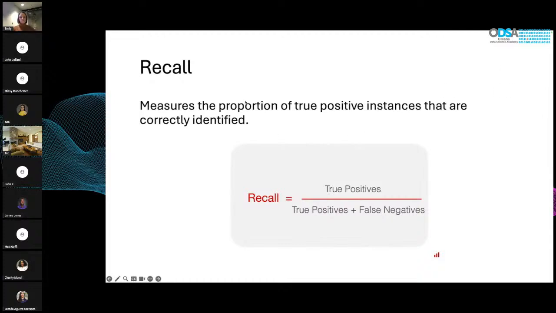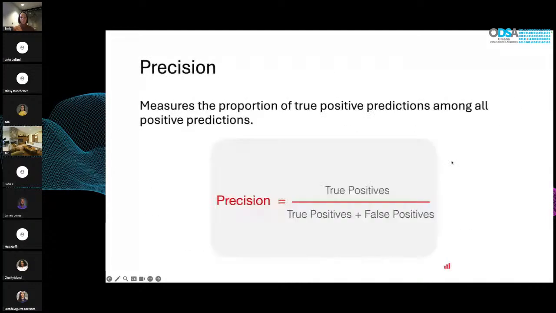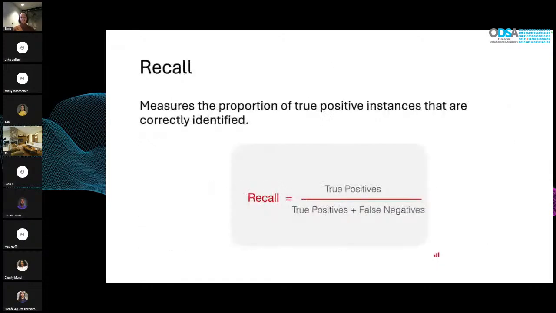Here we are. Move on to recall, which measures the proportion of true positive instances that are correctly identified. So contrasting precision, recall looks at true positives. Again, it's the same numerator that we had for precision, true positives. Here is precision, where the denominator was true positives and false positives. But in recall, our denominator is true positives and false negatives.